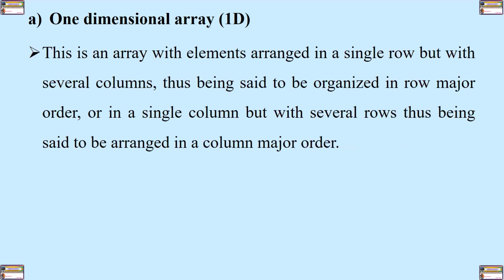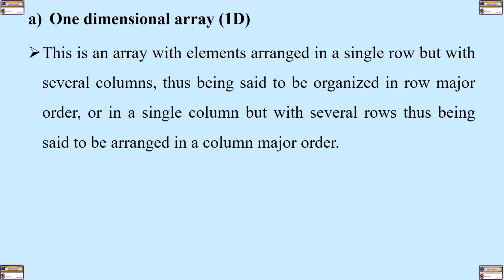What is a one-dimensional array? This is an array with elements arranged in a single row or a single column, but with several columns or several rows. No, let me correct. That is a mistake that is usually made by many students. When we are speaking about a one-dimensional array, this is an arrangement of elements in a single row, but with several columns. Sometimes we don't even mention the columns. We only talk about a single row.